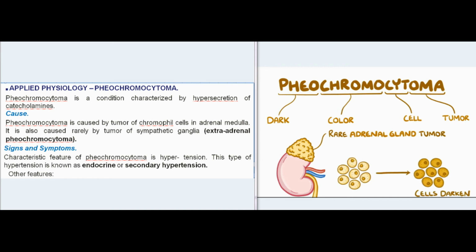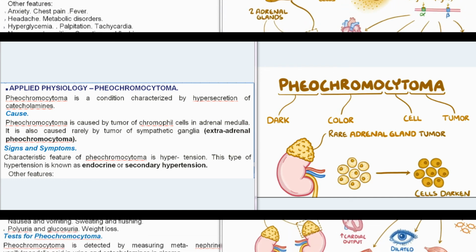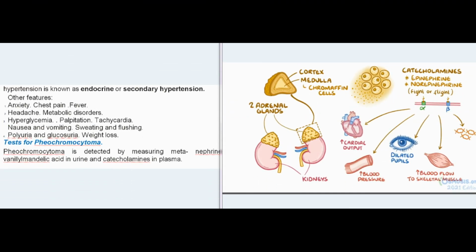Signs and symptoms. Characteristic feature of pheochromocytoma is hypertension. This type of hypertension is known as endocrine or secondary hypertension. Other features: anxiety, chest pain, fever, headache, metabolic disorders, hyperglycemia, palpitation, tachycardia, nausea and vomiting, sweating and flushing, polyuria and glucosuria. Weight loss.